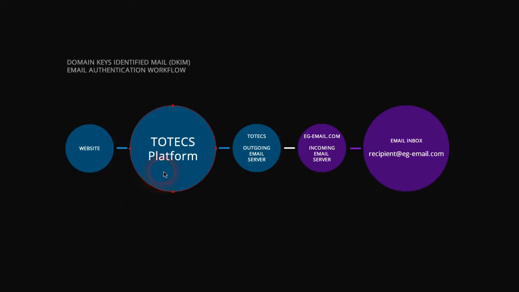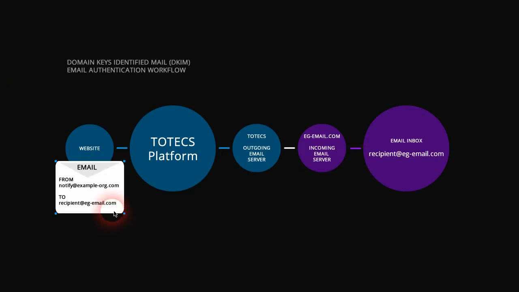So within the TOTECS platform, websites can be hosted. When certain things happen in a website, such as a user submits an order or some e-marketing emails need to be sent out, an email will be created. That email will be sent out on behalf of the company who owns the website. We have example.org.com, and they want to send out a notification from their notify email address here.